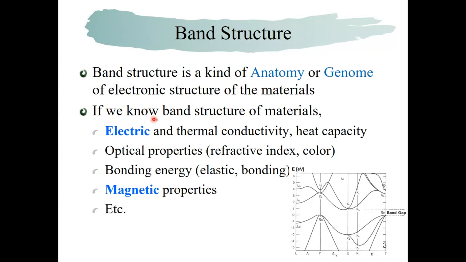So if we know the band structure of the material, we can calculate the electrical conductivity, thermal conductivity, heat capacity, and also optical properties like refractive index, or color of the materials, or bonding energies. Also, we can calculate the elastic properties and bondings, and also magnetic properties, and more.